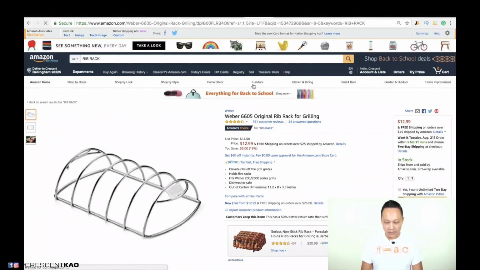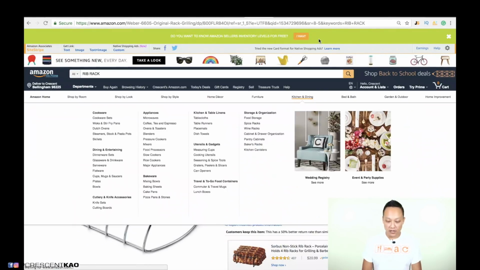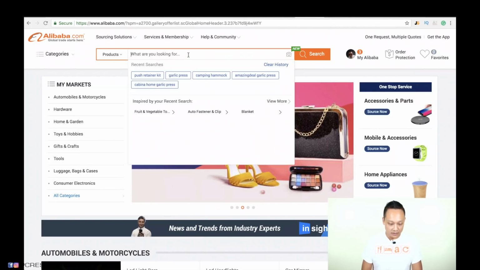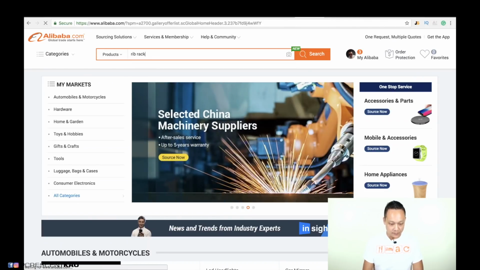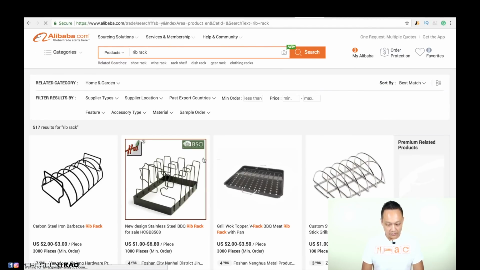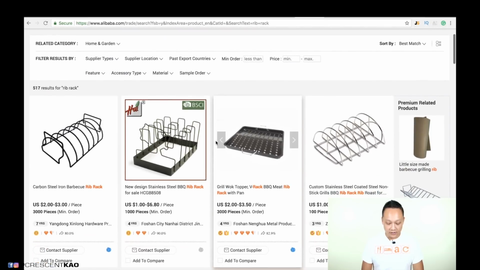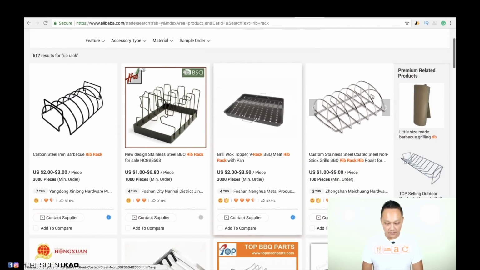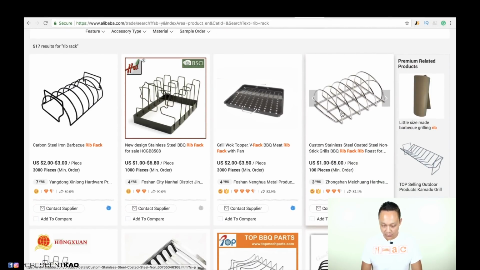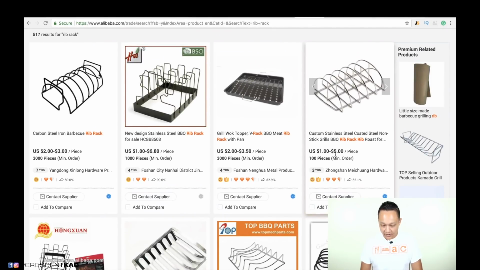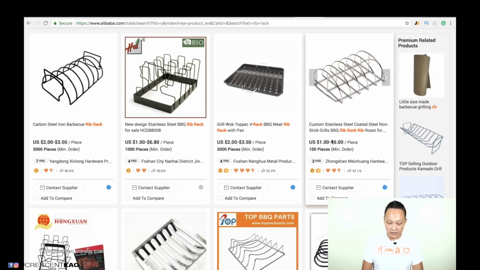So what we'll do here is, how do we get an estimate of what the unit costs from the supplier? So we'll go over to Alibaba and we'll look up a rib rack. And a good way to find what the cost is going to be is to find the similar product. It looks like this one looks pretty close. And you can see here it's going to cost anywhere from $1 to $5 per piece, and the minimum order is 100 pieces. So a good estimate is just to take the middle there. So let's just call it $3.